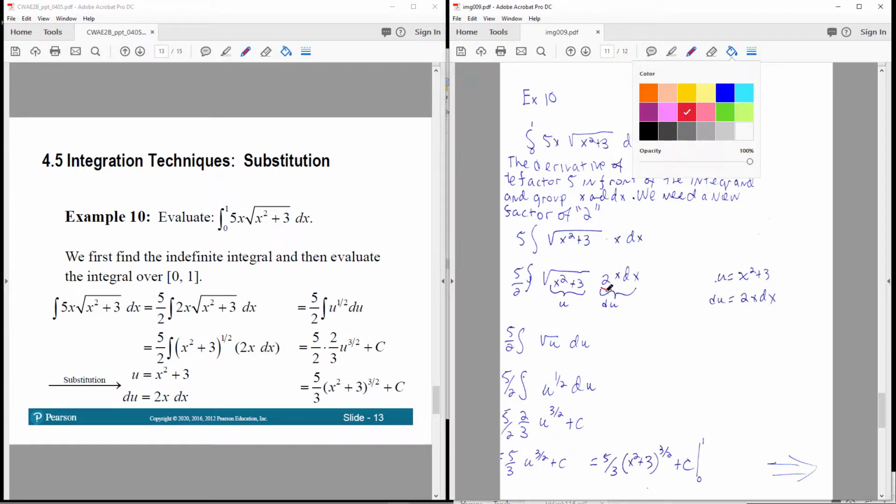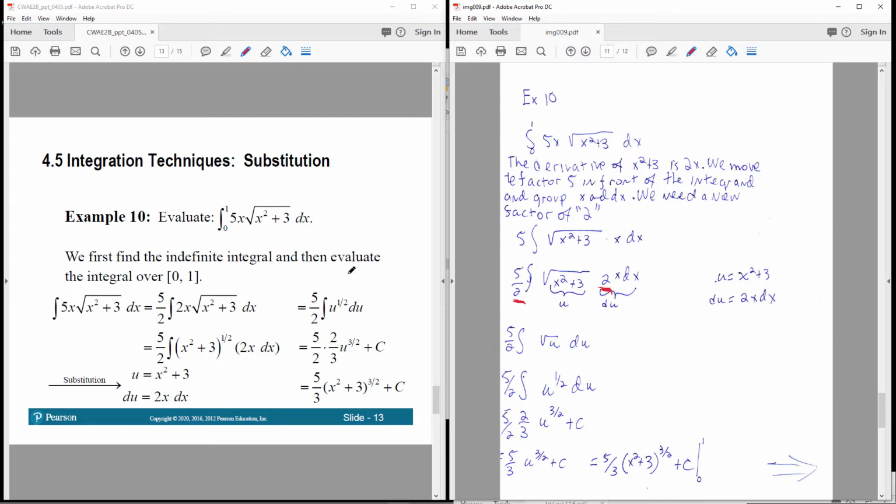So I multiply by 2, and I compensate by multiplying by 1/2 on the outside. And now I have a u du there. I integrate it. I rewrite it here with an exponent, u to the 1/2 du, have a power. So I end up with 5/2 times 2/3, u to the 3/2 plus c. And that simplifies. Then I replace my u with x squared plus 3.